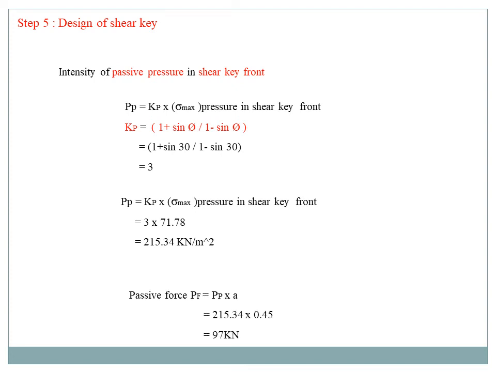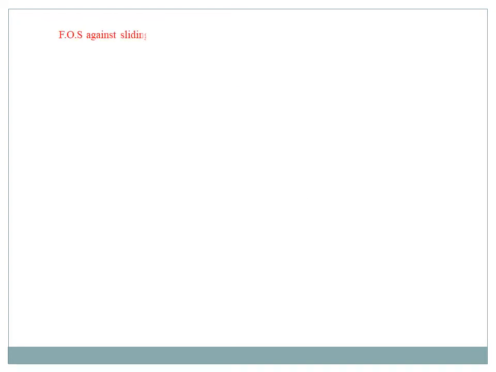So passive pressure force, Pf, is equal to Pp into A, where A is the width of the stem base. So Pp is 215.34 into 0.45. You got Pf is equal to 97 kilonewton. The factor of safety against sliding we need to find again. Factor of safety is equal to (mu W plus Pf) divided by P. Apply mu is 0.5, W is 201.95, plus Pf, which we already found in the previous step, is 97, then P is equal to 81.12. So this value is 2.4, above 1.5, hence safe.